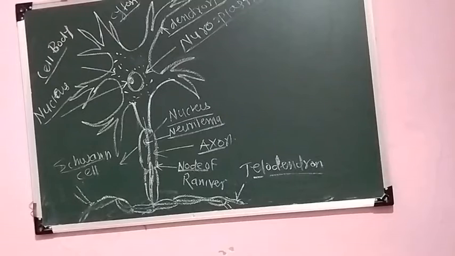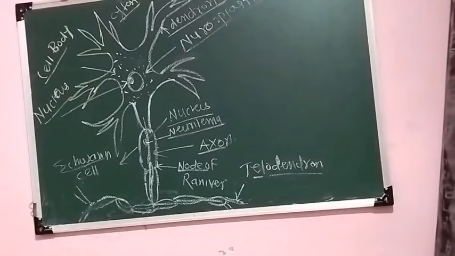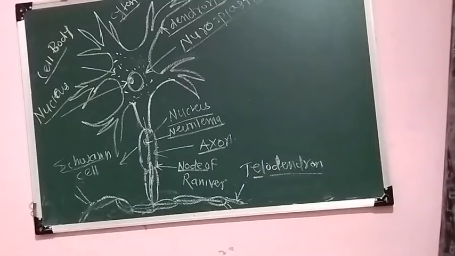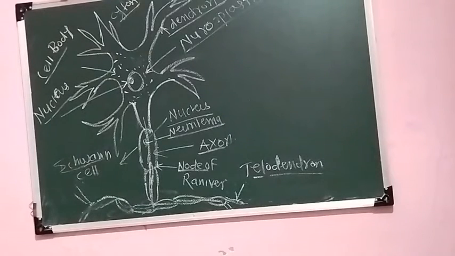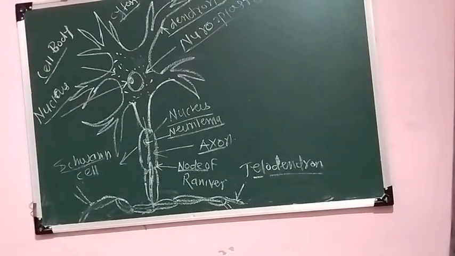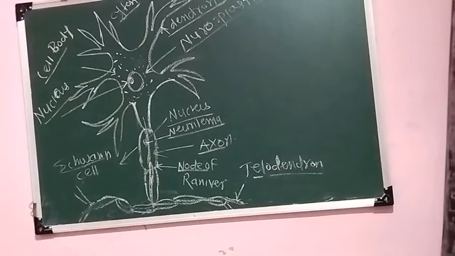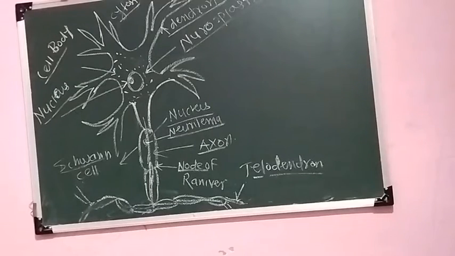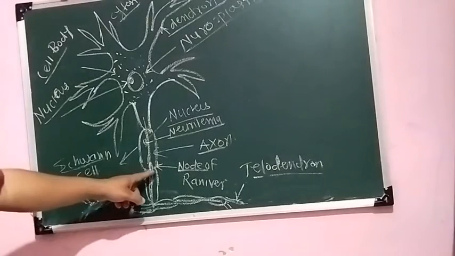Myelinated or medullated nerve fibers have an insulating fatty layer called myelin sheath around the axon. This makes the fiber appear white in color. Due to the presence of these fatty acids, these appear whitish in color. This sheath is secreted by the Schwann cells. This sheath is not continuous. It is interrupted at the nodes of Ranvier. So this one is interrupted at the nodes of Ranvier.